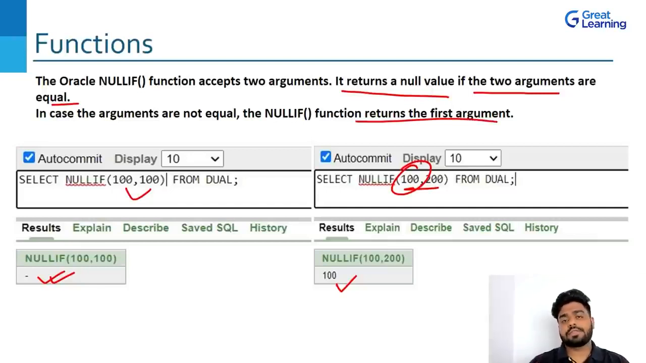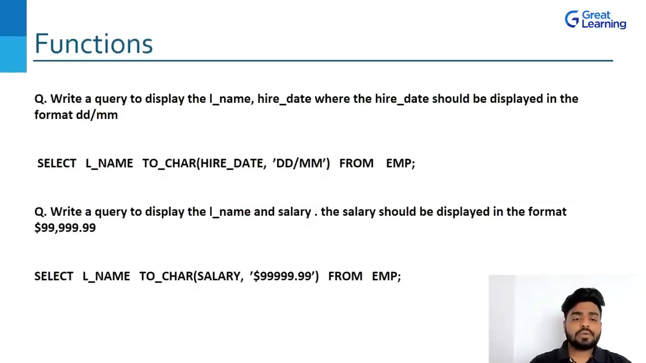So what is the benefit of this? The benefit is that if the 2 values are equal, it will let you know that those values are equal. And if the 2 values are different, then it will return the first argument. Okay, now we are close to coming to multiple row functions, but this is the last one in single row.